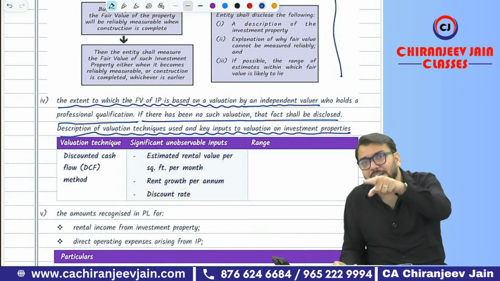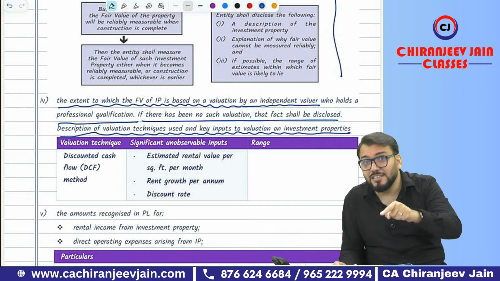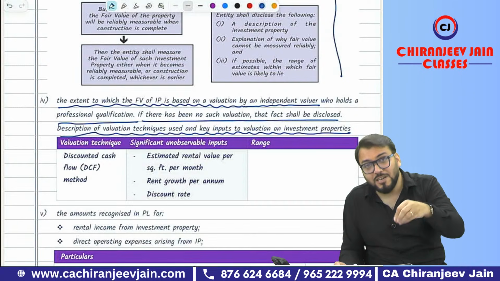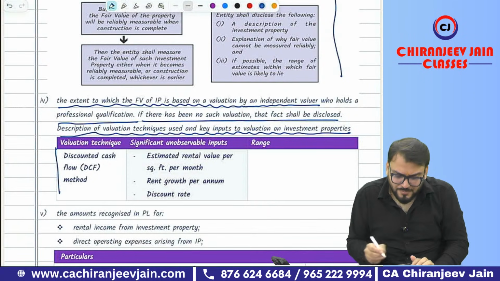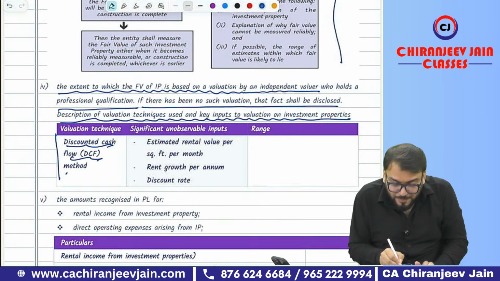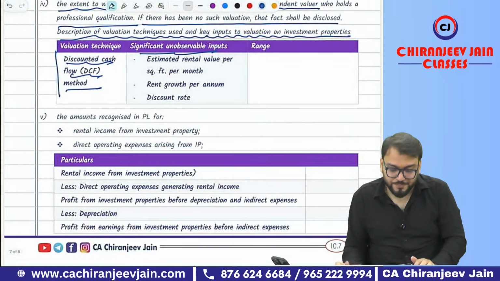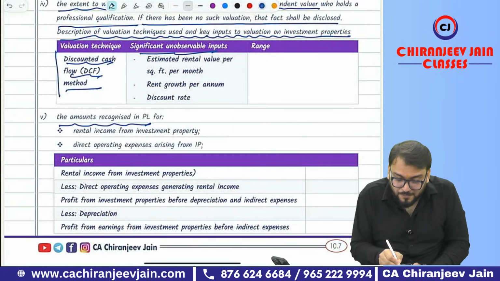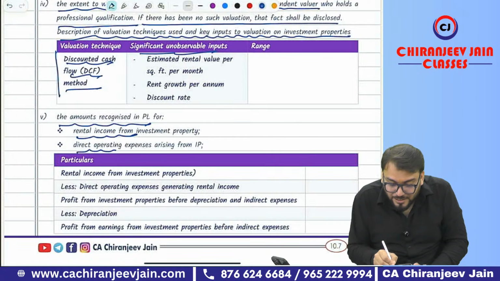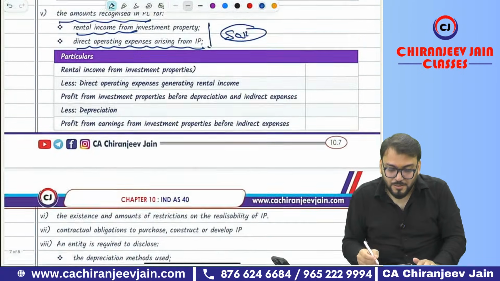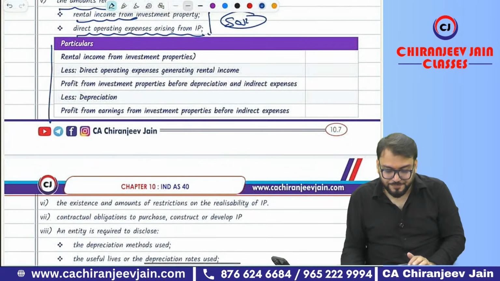Fair value is measured as per Ind AS 113. So actually the valuation technique is given under Ind AS 113. What are the assumptions taken, that is given under Ind AS 113? Whatever assumption taken, whatever method used, that needs to be disclosed. For example, if discounted cash flow method has been used, and what are the unobservable inputs, means what are the assumptions taken, that need to be disclosed. Then amount recognized in P&L for the rental income and direct operating expense arising from investment property should be disclosed in SOPL. For example, this is the way we disclose it.